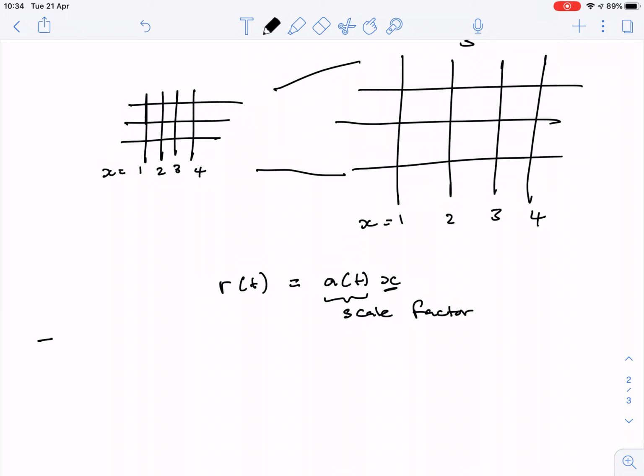And so this is a switch to co-moving coordinates. So x is always 1, 2, 3 or 4. It co-moves. And so if I substitute that above, remember x doesn't change, so when I differentiate x, dx by dt equals 0.